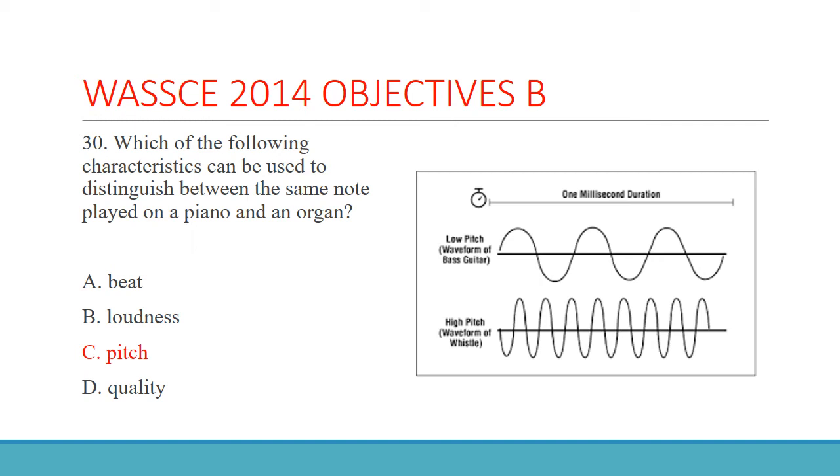In layman's terms, frequency is like how often something occurs. So realize that for the bottom one, the wave is occurring more frequently, so it has a high frequency. In the top one, the wave occurs less frequently. It has a low frequency, so you have a low pitch. One way you could distinguish between the same note played on a piano and then an organ is by using the pitch. One would be of high pitch, one would be of low pitch.